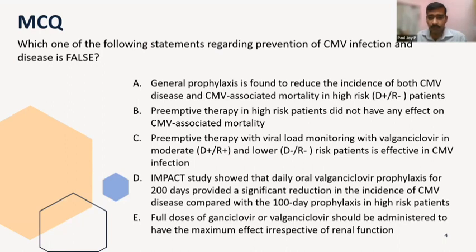Preemptive therapy with viral load monitoring with valganciclovir in moderate and lower-risk patients is effective in CMV infection. IMPACT study showed that daily oral valganciclovir prophylaxis for 200 days provided a significant reduction in the incidence of CMV disease compared with the 100-day prophylaxis in high-risk patients. Full doses of ganciclovir or valganciclovir should be administered to have the maximum effect irrespective of renal function.